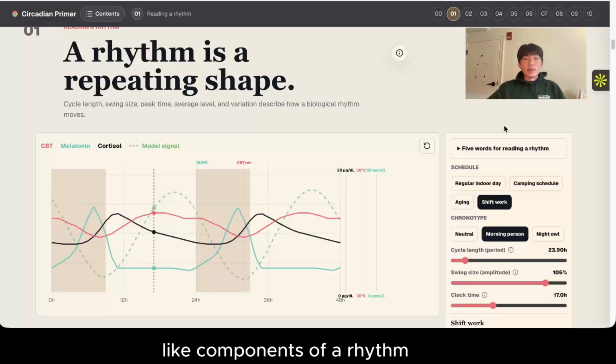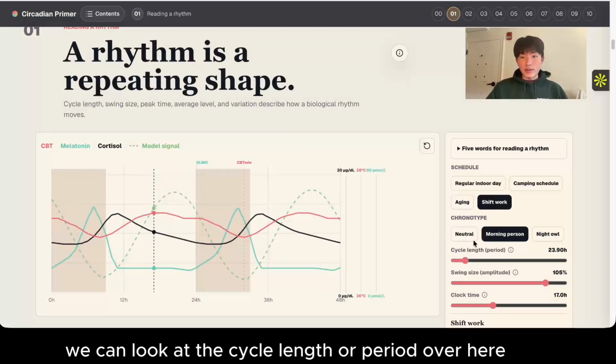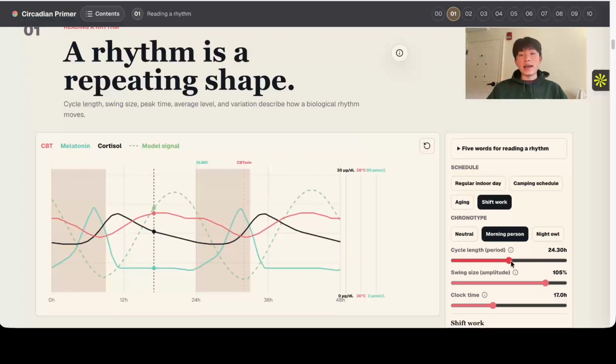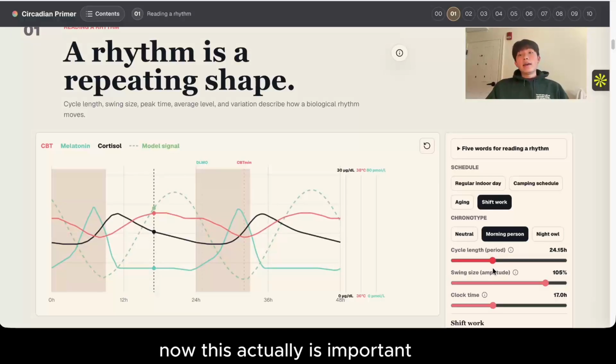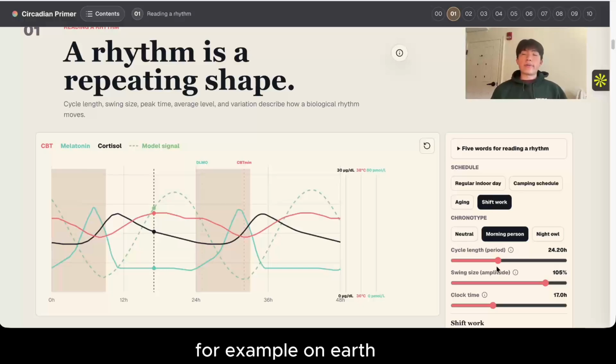Now, what are the actual components of a rhythm, or in this case, a circadian rhythm? We can look at the cycle length or period over here, which is basically how long it takes for one entire cycle to complete. So you can see these lines are shifting as I increase and decrease. Now, this actually is important because when we look at the length of the day, for example, on Earth, it's around 24 hours, right? We know that. But on Mars, it's 24 hours and like 40 minutes.